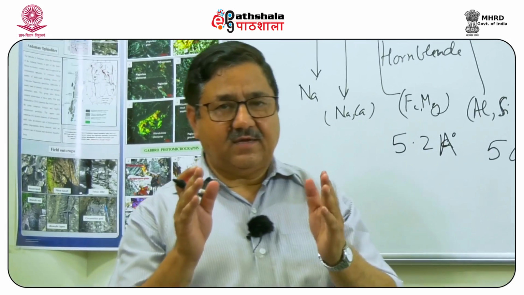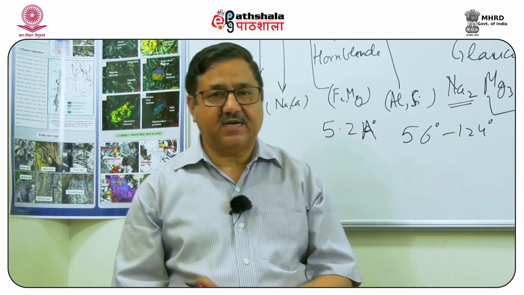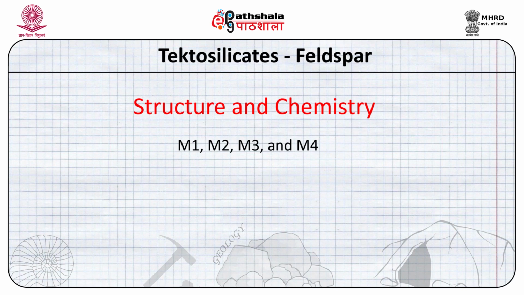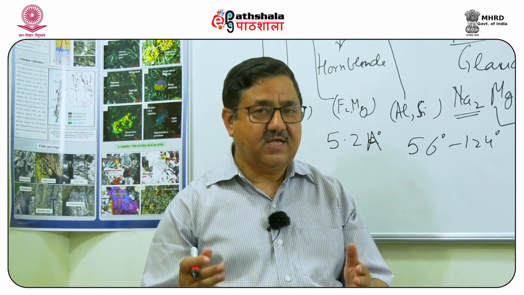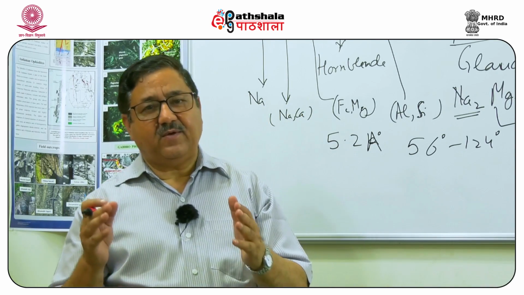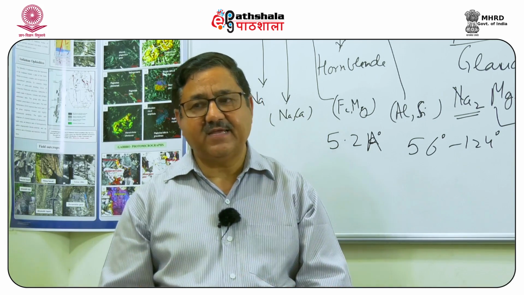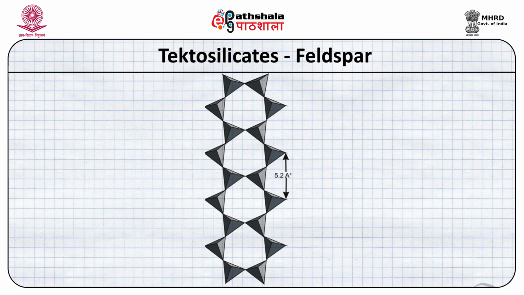Now, in the two chains, the opposite apices of the tetrahedra describe the M sites, M1, M2 and M3 sites, and the bases describe the M4 site. So, there are 4 M sites which are occupied by different cations. Now, they are not of fixed coordination. If the cations are larger, they can be 8-fold, and if the cations are smaller, they can be 6-fold. The double chain silicate structure is well explained in figure 1, in which you can see that the repeat distance is 5.2 angstrom.